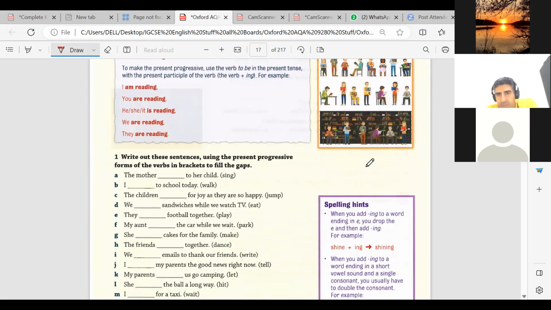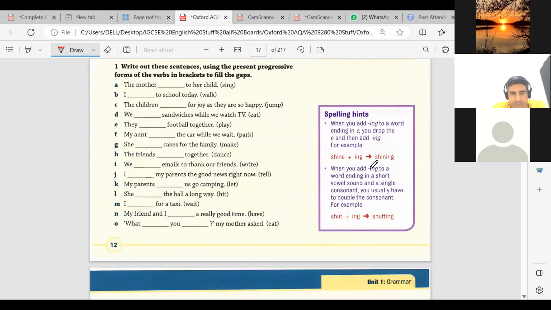Okay? But before you start, please read this. Read the spelling hints. Read the spelling hints. And please answer the first 5 questions and complete the remaining parts in your homework. So 1, 2, 3, 4, 5. The first 5 only. Here. Can you read this, guys?